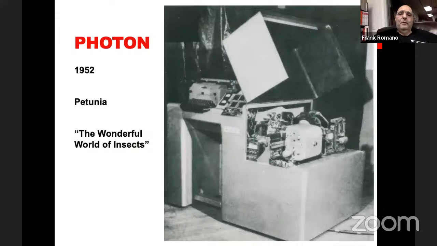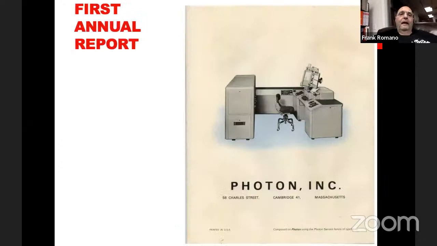They called it Petunia. And it typeset the first book that was ever done with photo typesetting, called The Wonderful World of Insects. I always thought about that, that the first book done with hand type was a Bible, and the first book done with photo typesetting was a book on insects. That's the first brochure for Photon, and that was the first annual report. So the finished machine, the 200B as it was called, you literally sat inside of. And so on the right was the keyboarding mechanism, a connecting device, and then the output unit was at the back.